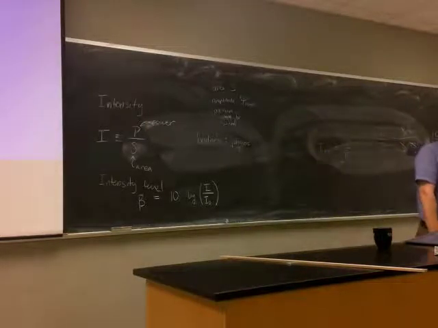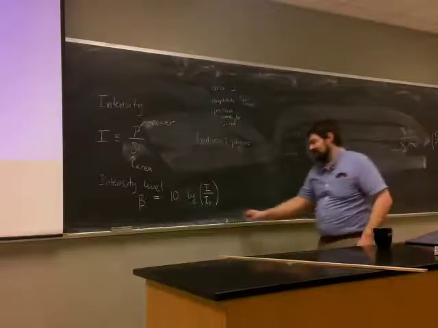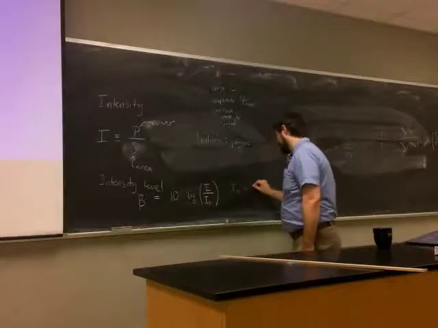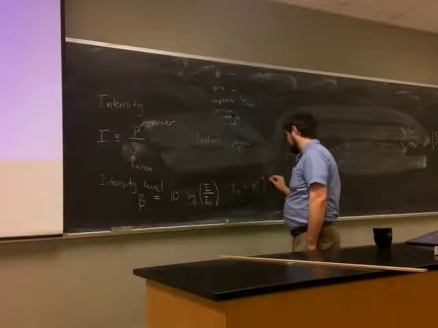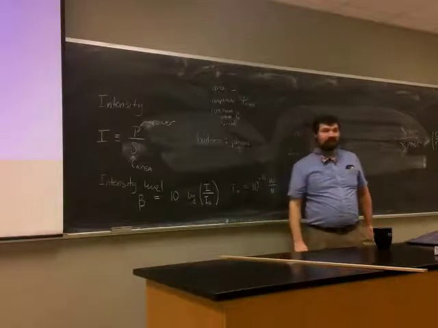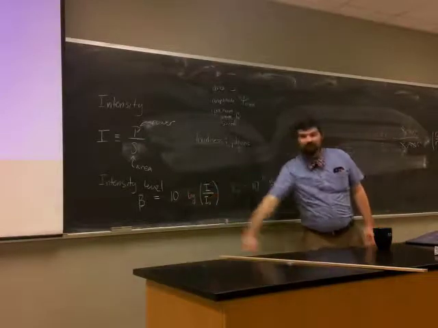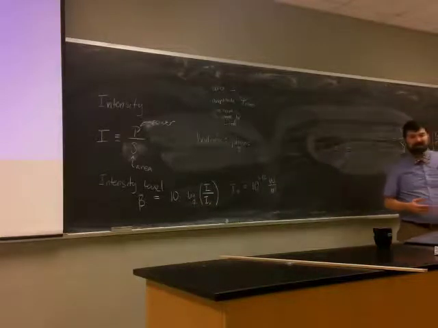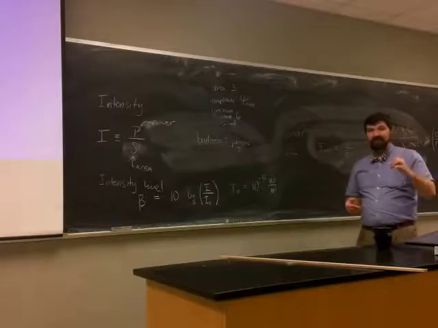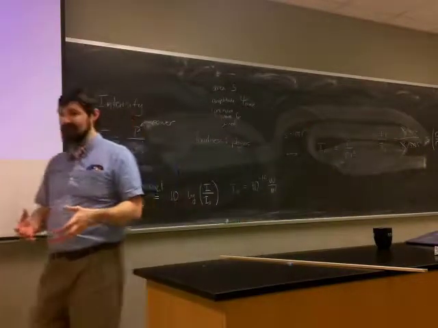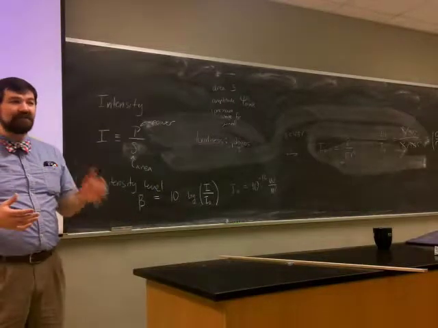So what is the value of I naught, the known base intensity? It turns out that I naught is 10 to the minus 12 watts per meter squared. Okay, this logarithm multiplied by 10 basically tells you that each time you increase by 10 decibels, you've actually increased the intensity of the sound by a factor of 10.